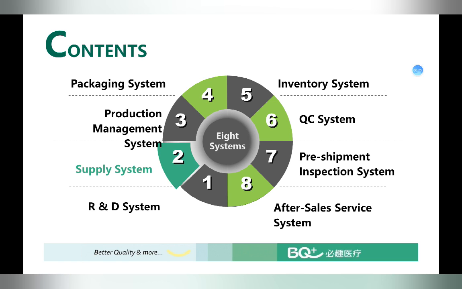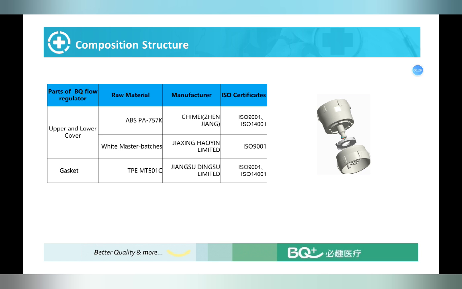So the next page, I'm going to show you what's the composition structure of our flow regulator. You see from the pics here that flow regulator is basically made up of three parts: the upper and lower cover and the inner gasket. The upper and lower cover is made from ABS material and white master batches, and the gasket is made from TPE. Both materials are purchased from well-known manufacturers in this industry.